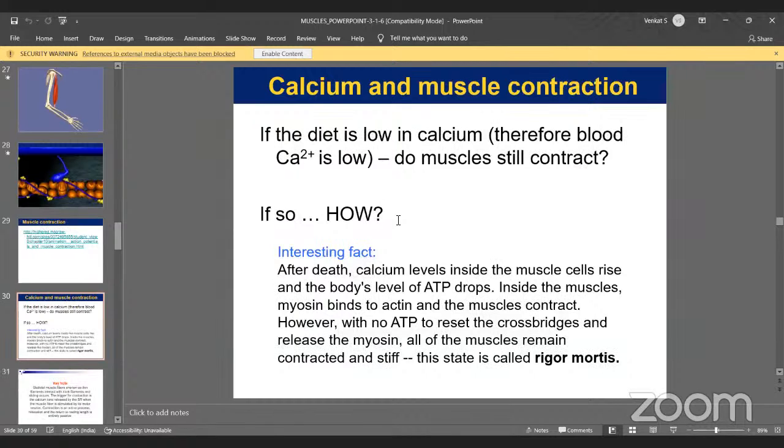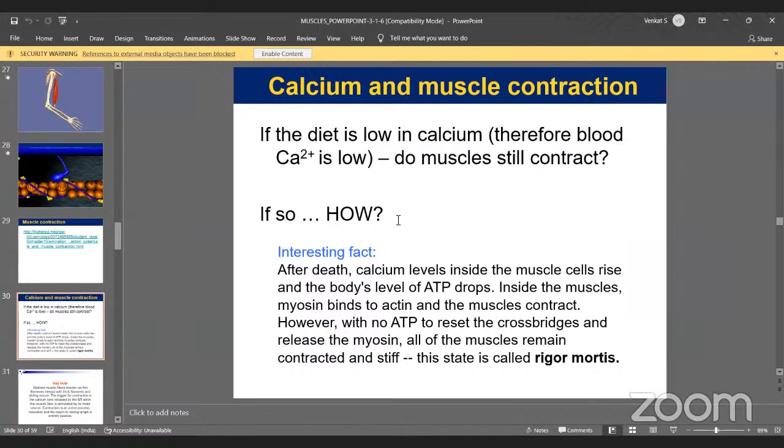Calcium and muscle contractions will follow this particular method. If the diet is low in calcium, therefore blood calcium is low, do muscles still contract? If so, how? Interesting fact: after death, calcium levels inside the muscle cells rise, and the body's levels of ATP drop inside the muscles. Myosin bonds to actin in muscle contraction. However, with no ATP to release the cross bridges, the myosin cannot release, and the muscles remain contracted and stiff.